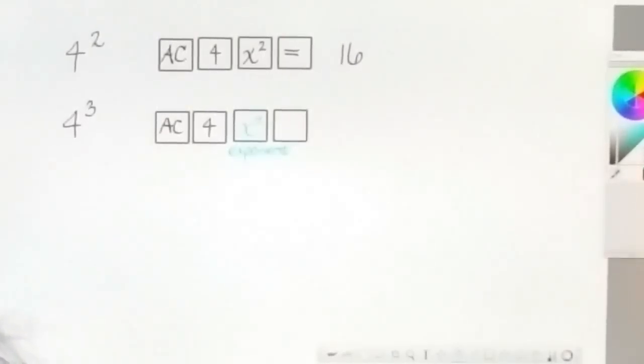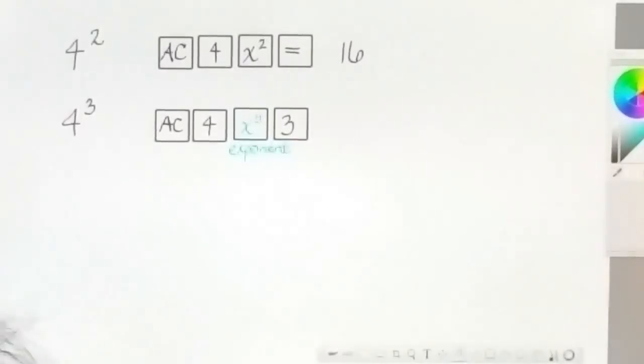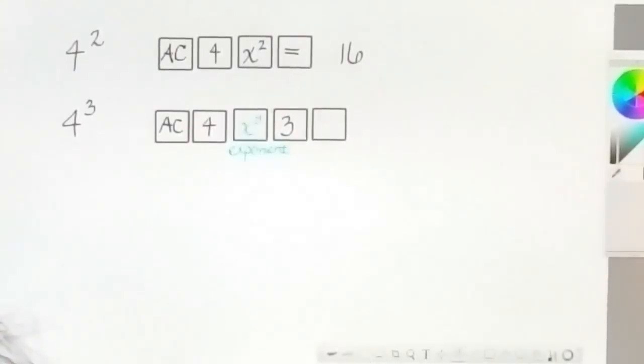But in this one, you have to put in the exponent. That is an extra button that you have to do. So 4 to the third power, and you always press equals. So it adds a button to do this one, but it will work with any exponent that you have. And you should get a 64 on this one.